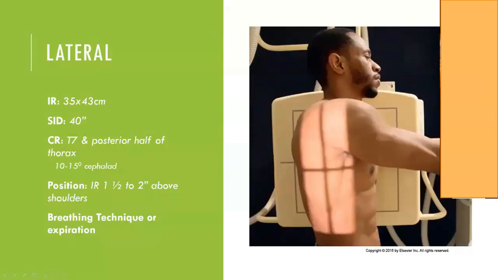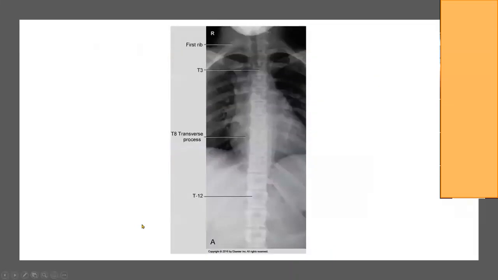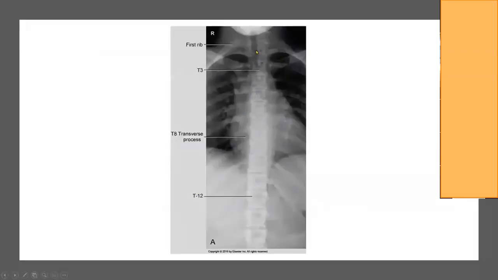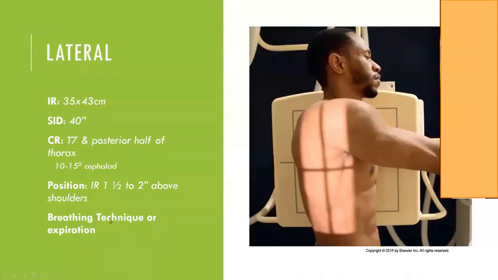So, the lateral. This one's done upright. I don't know how they did it, especially with a breathing technique. Suspend respiration on your AP. Have them hold their breath. A lot of the times, there are times where you might want to have them take a deeper breath in so the diaphragms drop down a little bit lower. So more of the thoracic vertebrae are more contrasty. But definitely for the lateral, suspend respiration, 14 by 17 in a portrait.